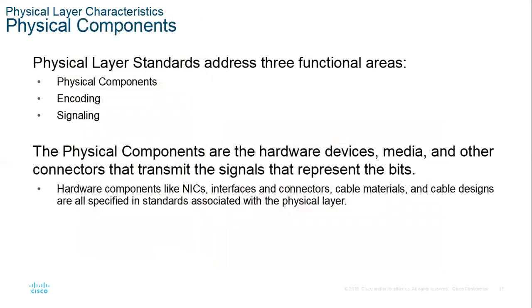So physical layer standards address three functional areas: the physical components, the encoding, and the signals. Don't forget, it's that physical layer that gives you light blinks. You see an amber color, you see a green color to let you know if there's activity, if it's transmitting data, or amber when maybe it has issues and the rest. So the physical components are hardware devices, media, and other connectors that transmit the signal that represents the bits. So all of this operates at the physical layer.